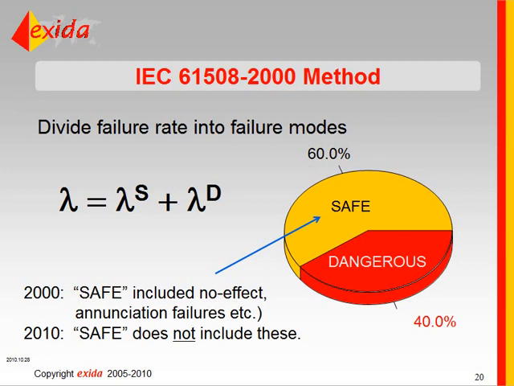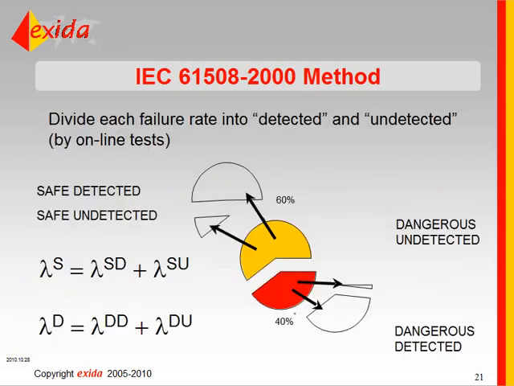You need to break up the failures into safe, dangerous, and no effect failures. You don't really need to calculate the no effect failures, but you only need to calculate the safe and the dangerous. But the total failure rates will consist of the addition of all three. And then the safe and dangerous failures are then further broken up into whether they're detected or not detected by diagnostics. And this is mostly important for the dangerous failures.